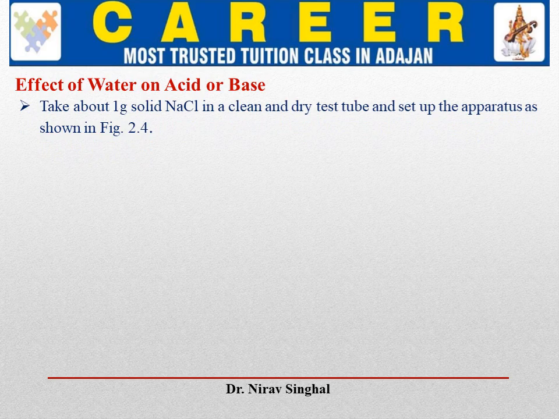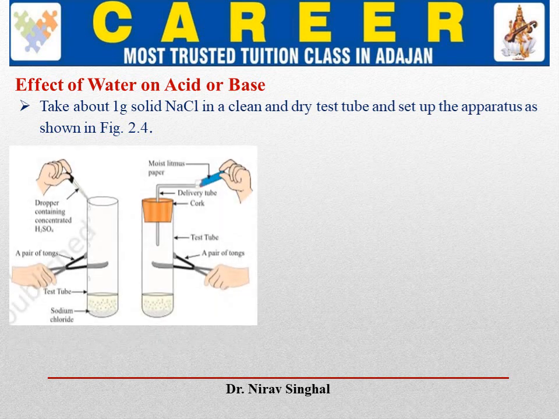Now, take 1 gram of solid NaCl in a clean and dry test tube and set up the apparatus as shown in figure 2.4. What do we have to take? 1 gram of solid NaCl in a test tube, and set up the apparatus.